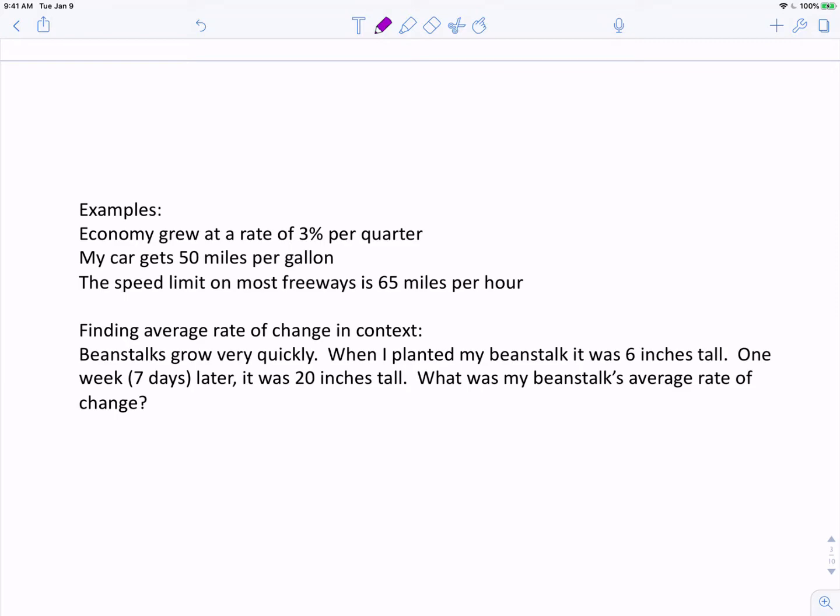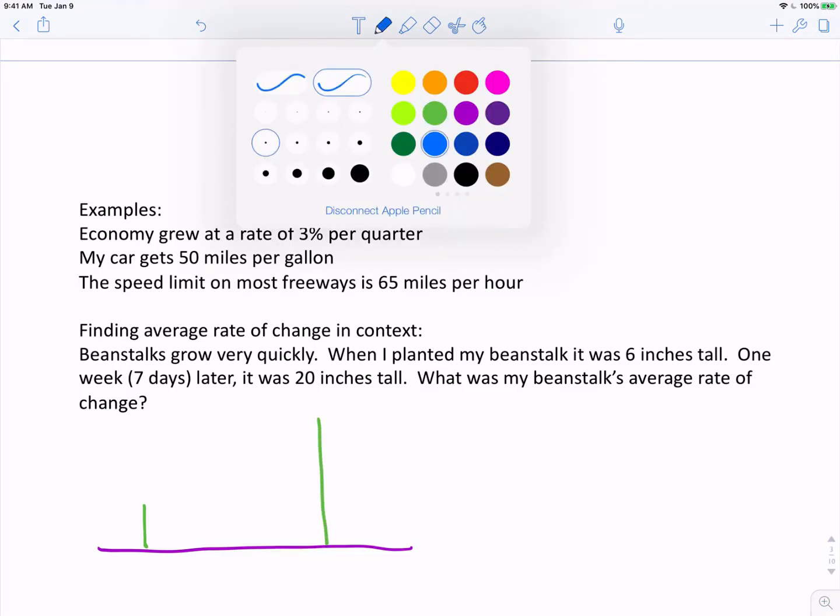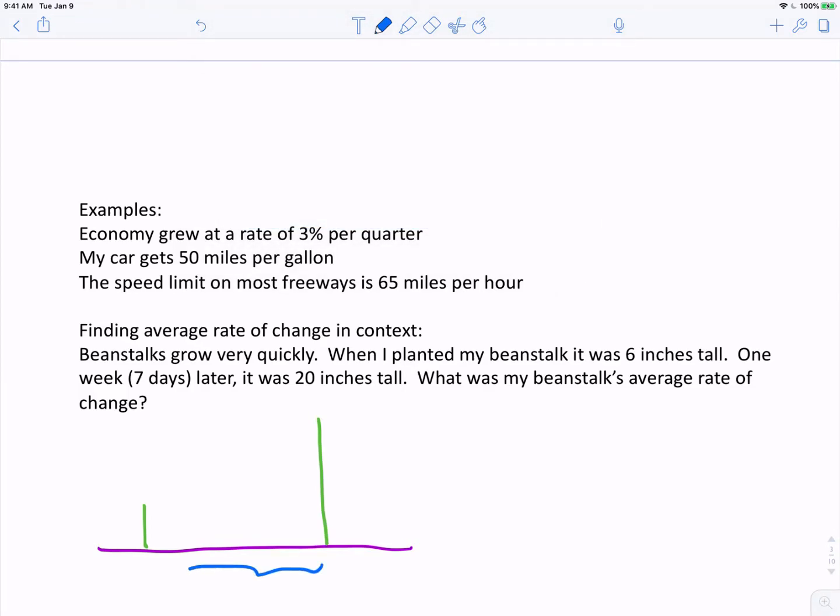So here's an example of finding average rate of change in context. Beanstalks grow very quickly. When I planted my beanstalk, it was 6 inches tall, and 1 week or 7 days later, it was 20 inches tall. What was my beanstalk's average rate of change? So if you wanted to, we could actually even draw a picture of this. So initially, you have a beanstalk, and then the beanstalk grew. Now the time it took for the beanstalk to grow was 7 days.